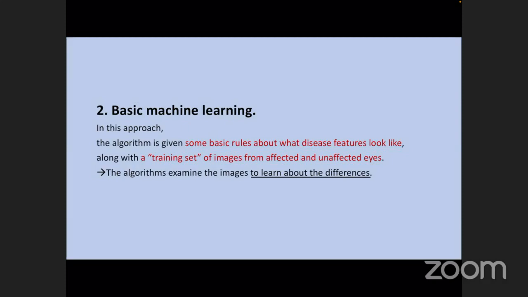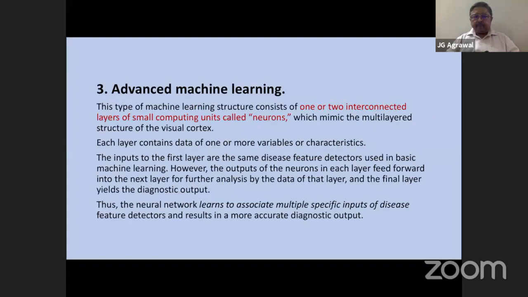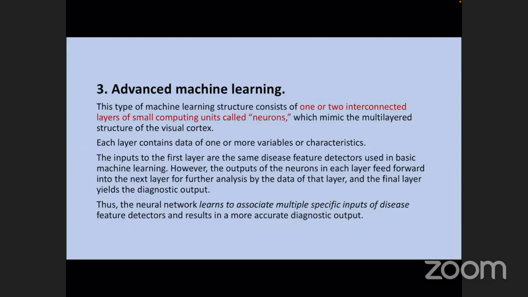Third is advanced machine learning. This type of machine learning structure consists of one or more interconnected layers of small computing units called neurons, which mimic the multi-layered structure of the visual cortex. Each layer contains data of one or more variables or characteristics. The inputs to the first layer are the same disease feature detectors used in basic machine learning. However, the outputs of the neurons in each layer feed forward into the next layer for further analysis by the data of that layer, and the final layer yields the diagnostic output. So it's like a web of information going from the first layer to the final layer.